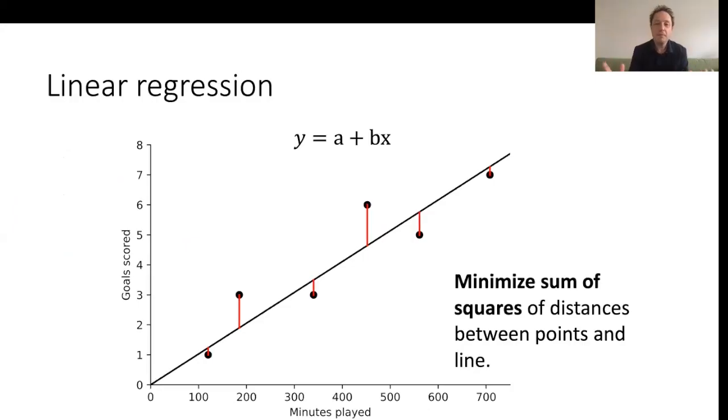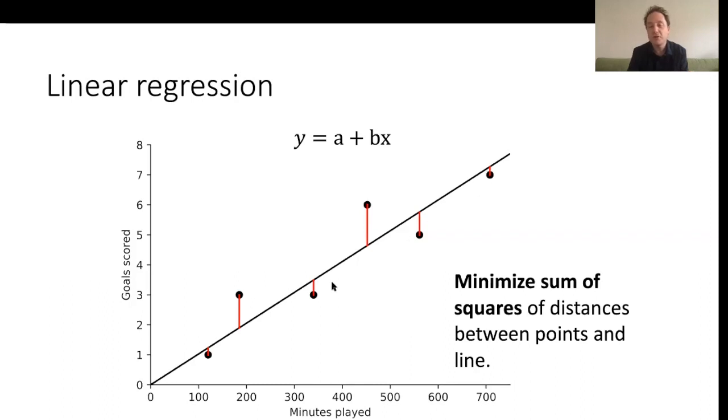So just to recap, when we do linear regression, we fit a model which looks something like this. We're looking at Y, which is goals scored, and X is minutes played in this case. And we've got a straight line. A is the intercept and B is the slope. In this case, we actually assume that A is 0 because it makes sense from a footballing perspective: if you're not on the pitch, you can't score goals. And we estimate B. And we do that by minimizing the sum of squares of the distances between the points here and the line.